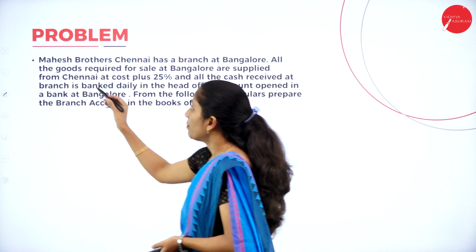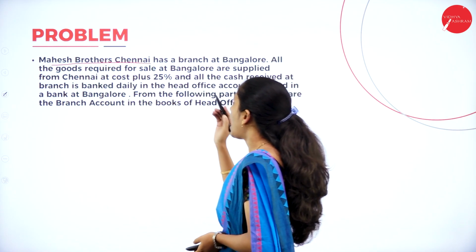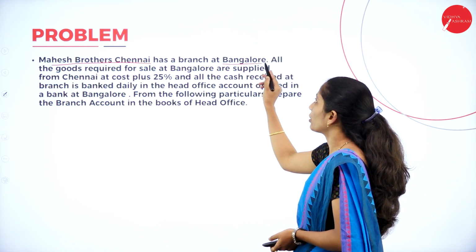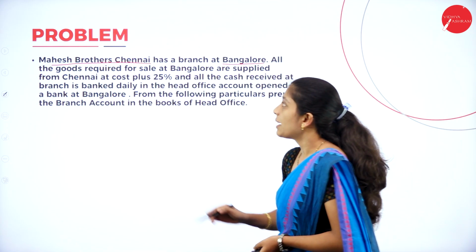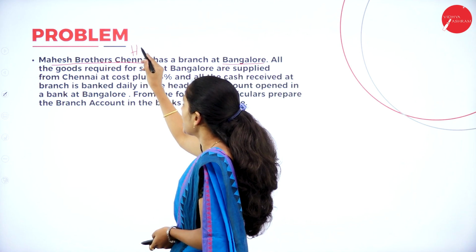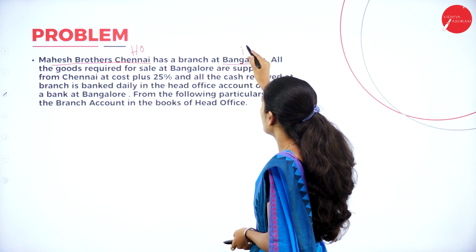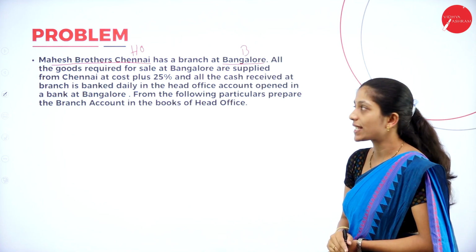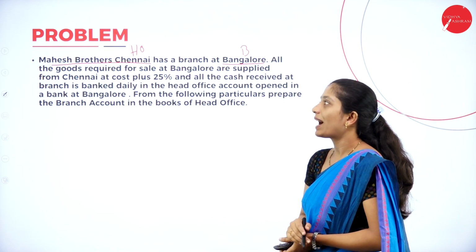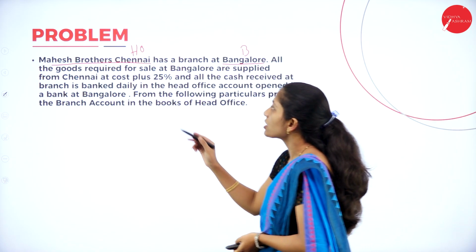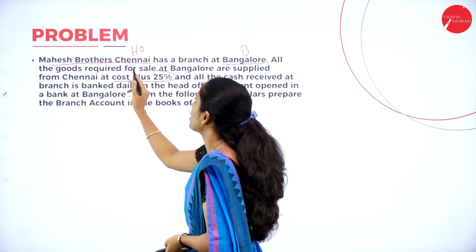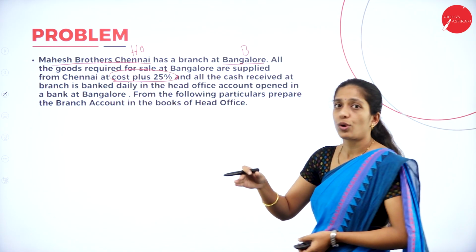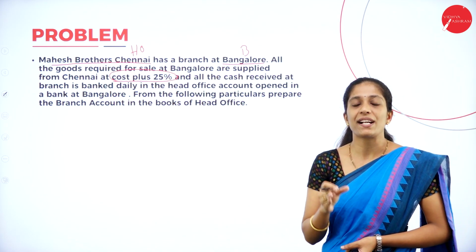Mahesh Brothers Chennai has a branch at Bangalore. Now the head office is Mahesh Brothers Chennai and the branch is what? Bangalore branch. All the goods required for sale at Bangalore are supplied from Chennai at cost plus 25%. So what do you mean by this? It is nothing but the dependent branch.